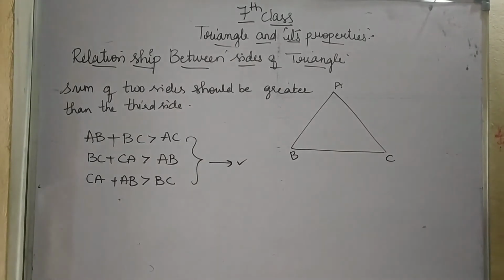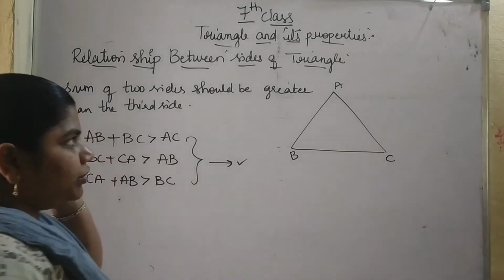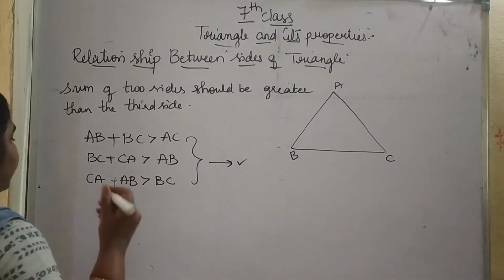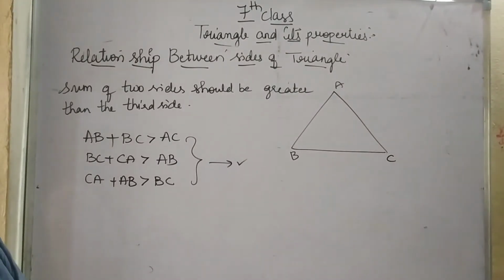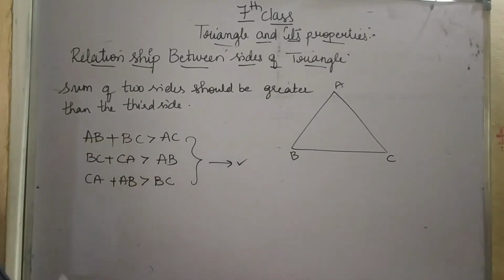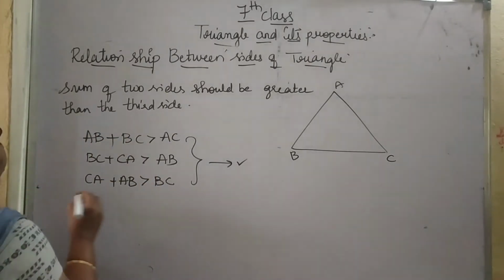So next, the condition will be the difference. Any one of the conditions we can use. If you use any condition, the answer will be correct. If it is satisfied, a triangle can be formed. So there is one more condition, an alternate condition for this. What is that?